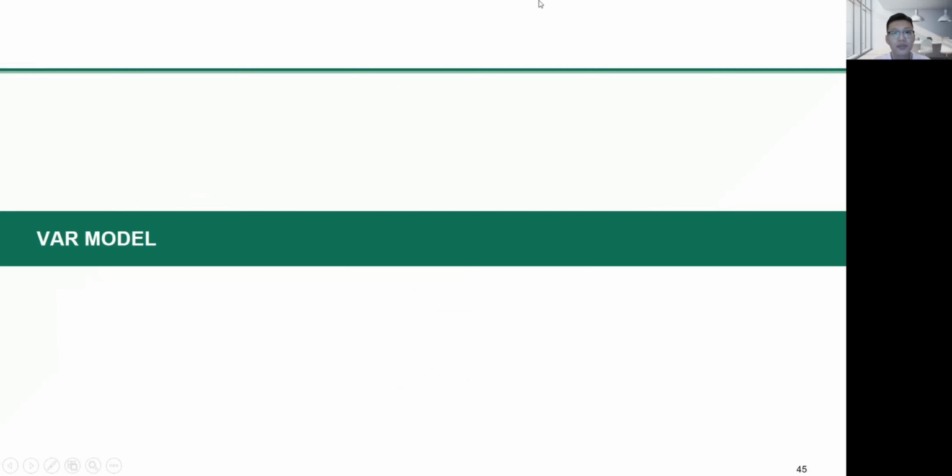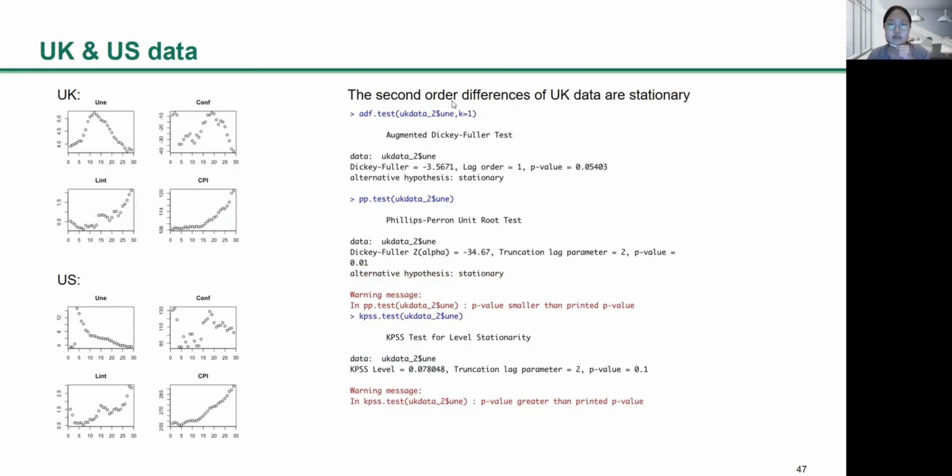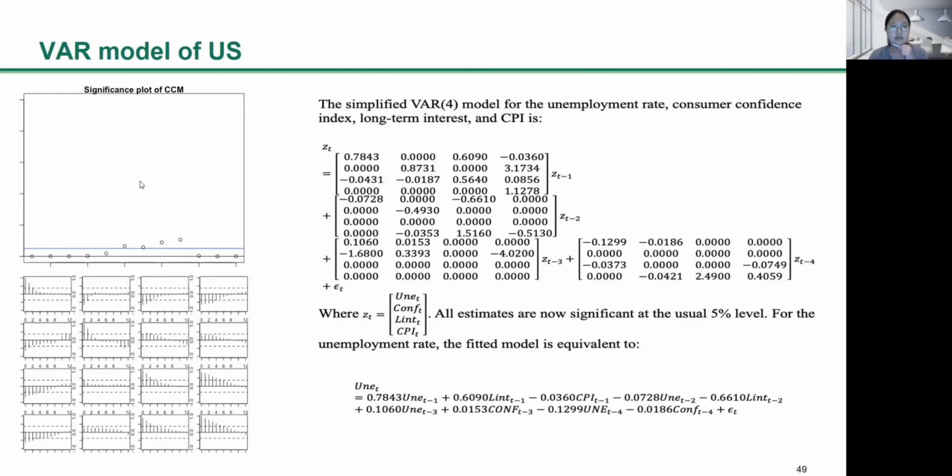Thank you. For the VAR model, we choose the Consumer Confidence Index, long-term interest rate, and CPI for prediction. First of all, let's look at the seasonality of the time series of the US and the UK. The first-order differences of US data are stationary, and the second-order differences of UK data are stationary. Let's look at the CCF plot of the US data, which shows significant autocorrelations and cross-correlations.